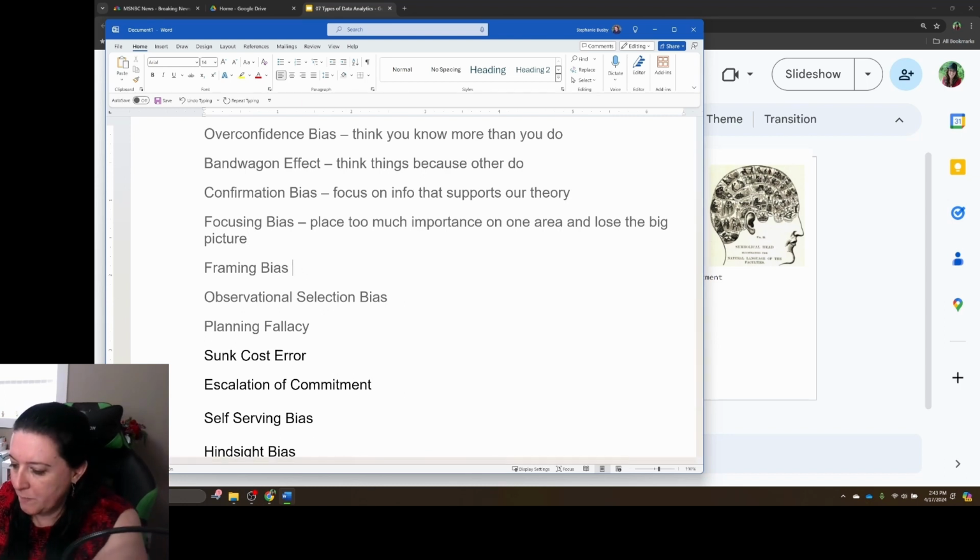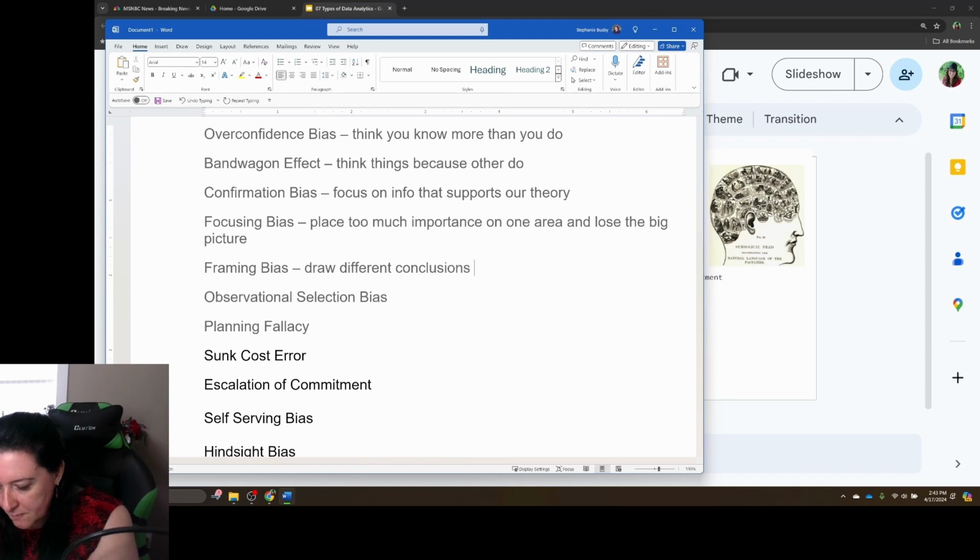Tied to that is framing bias. Framing bias is where we draw different conclusions based on how the information is presented.